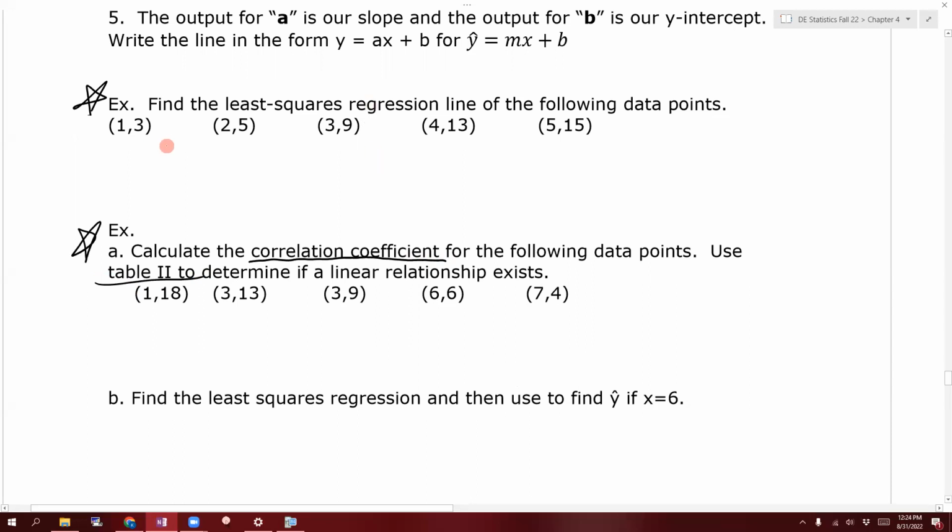So plug in the x's into L1, y's into L2, and then do that linear regression and come up with the equation. And then the same thing for part A, but instead of writing the equation, we're just looking for the R value to begin with.